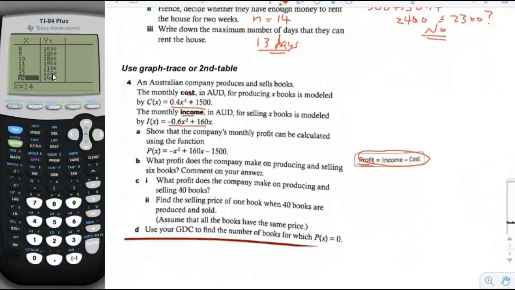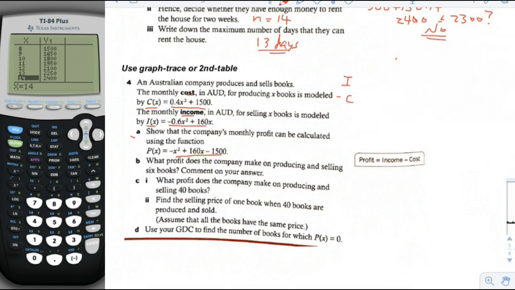For sure, what they're going to ask you to do is take the cost equation and the income equation and make a profit equation out of it. Let's see if they ask that. A, show that the company's monthly profit can be calculated using the function. They did give us that. And they tell us that profit equals income minus cost. So what if we take the income equation here and we subtract the cost equation here?